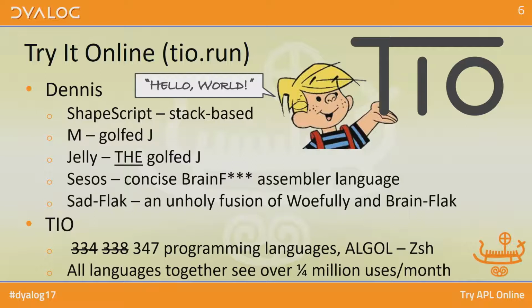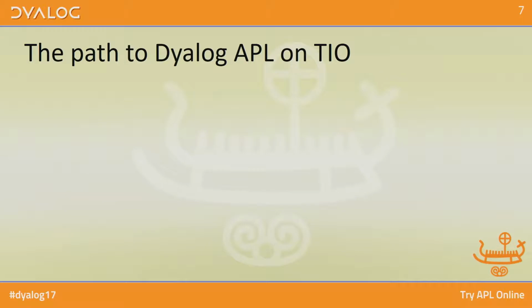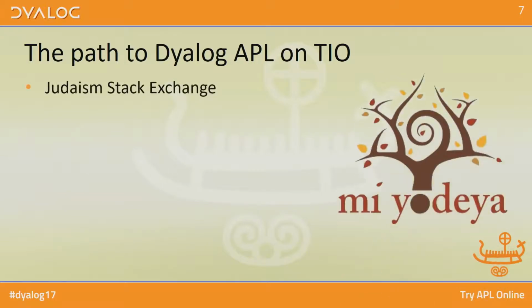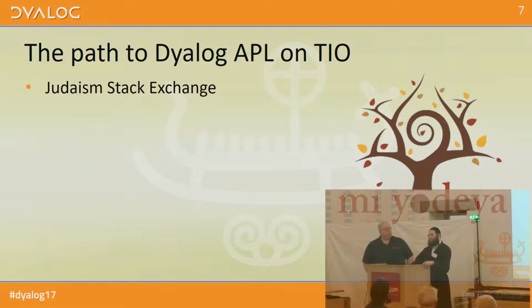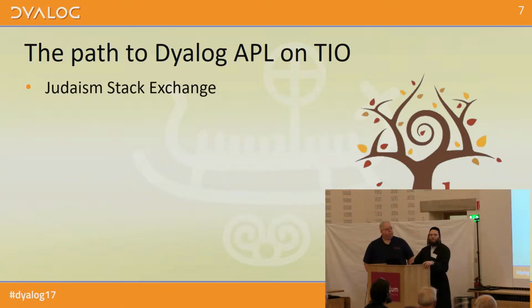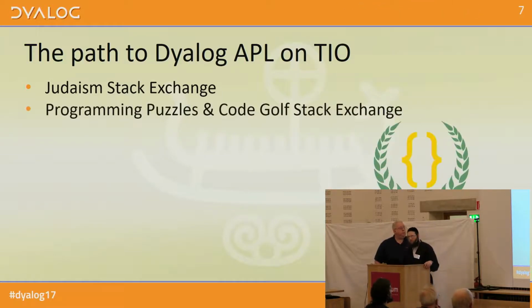So, how did Dyalog APL end up on Try It Online? Well, it started with me looking for answers to some questions about Judaism, and I found the Judaism Stack Exchange site. Now on Stack Exchange, there's a box on the right side that shows you the hot network questions from other sites that might be interesting, and somehow I went into this Programming Puzzles and CodeGolf Stack Exchange. It sounded interesting, and of course I had to contribute APL solutions to things. I wanted to show people that my code actually worked and did what it was supposed to.